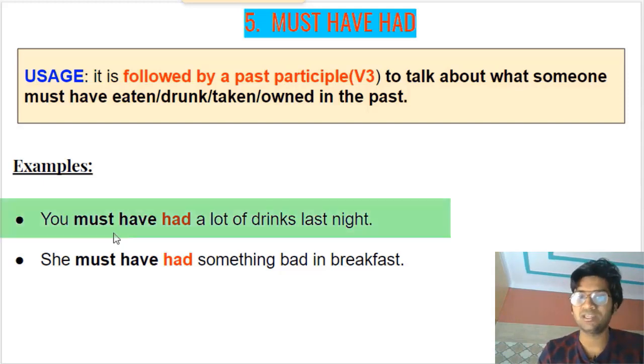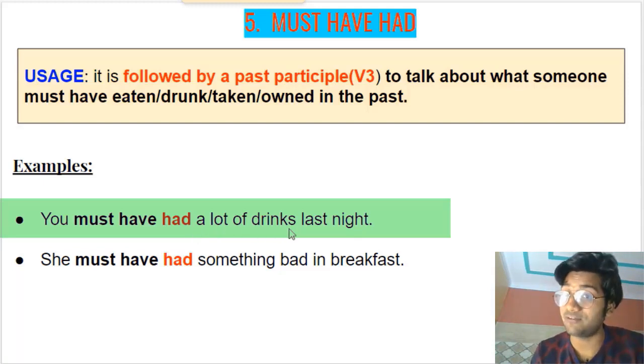Let's look at the examples. You must have had a lot of drinks last night. I know you generally do not party, and when you do, you have a lot of drinks. You must have taken a lot of drinks last night based on your past experiences, based on what I've seen with my own eyes. I'm saying it. You must have had a lot of drinks last night. You must have taken, you must have drunk a lot of drinks last night. I'm quite certain about it, quite sure about it.